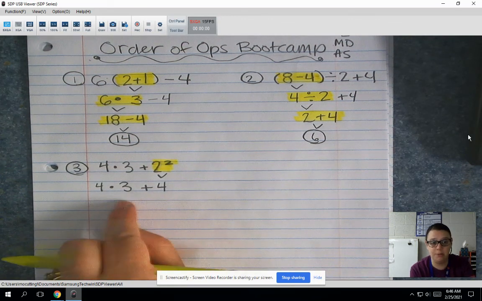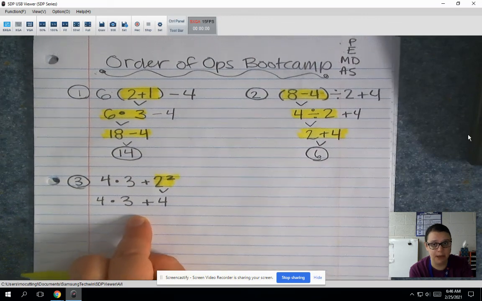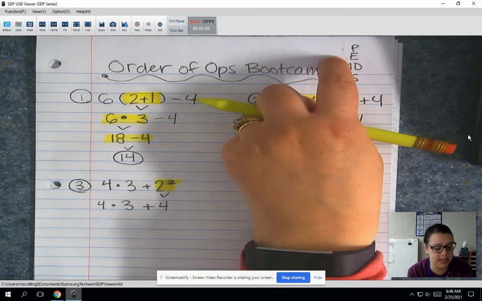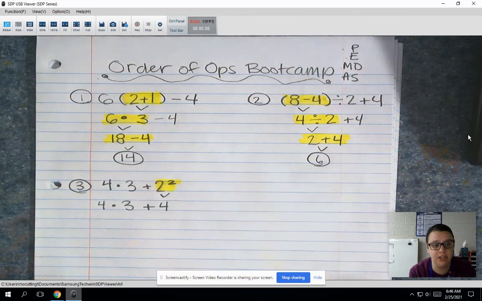So this is my new problem. That's what I have left. Back to my order of operations. No parentheses. I did the exponents, multiplication and division. Oh, there we go.